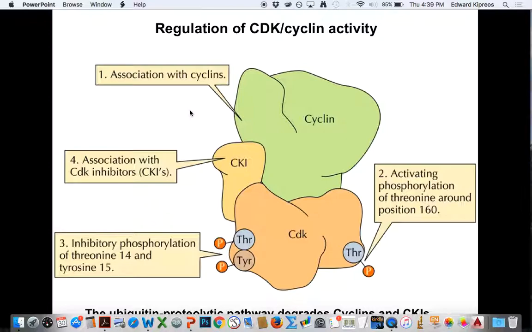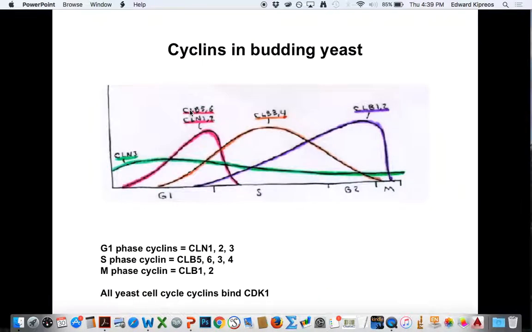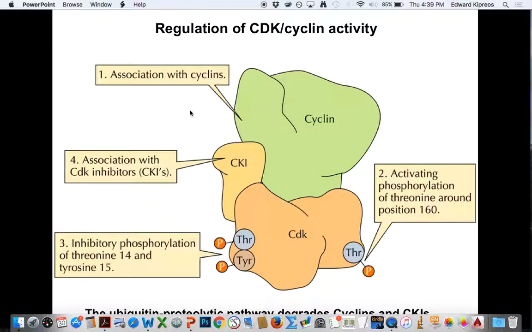And then there's extra regulation. There are CDK inhibitors called CKIs that can bind and either prevent the cyclin from binding or inhibit the whole complex, so they're negative regulators. They're stopping the activity. And then there's phosphorylation of the CDK, and you can have inhibitory phosphorylation and activating phosphorylation. We'll talk a little bit about this regulation. I think we'll first talk about the inhibitory phosphorylation. Actually, we're not. We're going to talk about cyclins binding to CDKs.